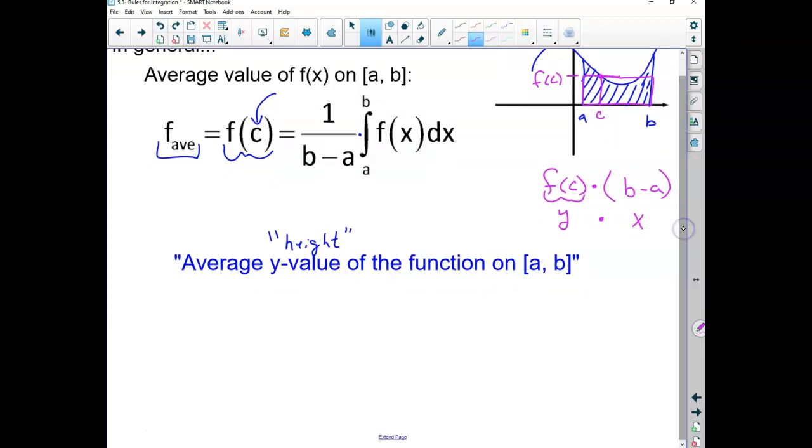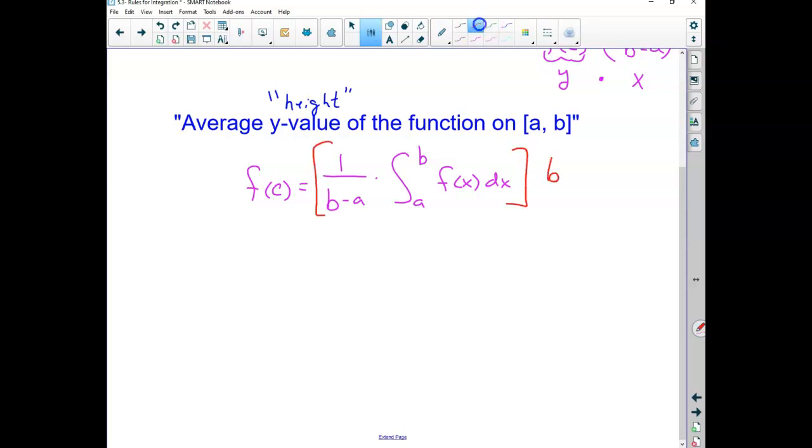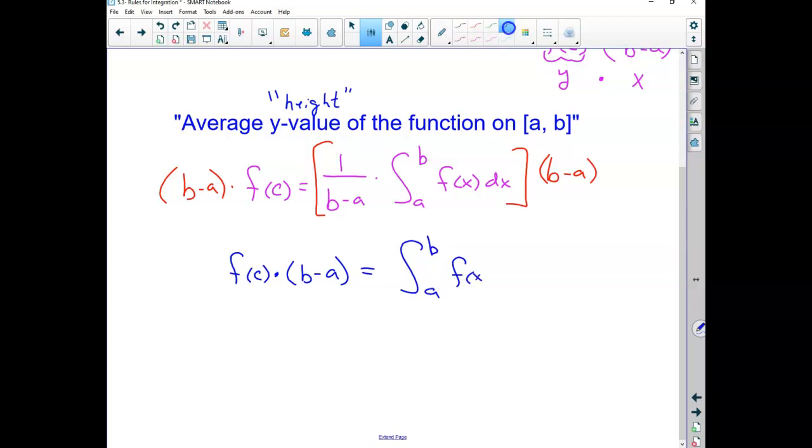So that's where, if I actually look at this whole average velocity business, this f of c, it's called, it's a rogue c value somewhere inside a and b, that f of c equals 1 over b minus a times the integral from a to b of f of x dx. Well, if I use a little bit of math here, and I multiply this whole side of the fraction by b minus a, that means I have to multiply this side times b minus a. That means if I take f of c times that width interval of b minus a, it actually equals the integral from a to b of f of x dx.